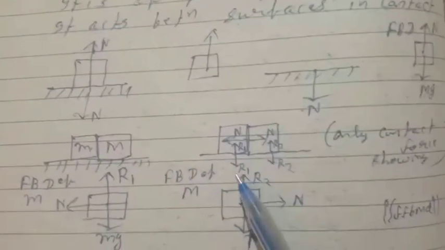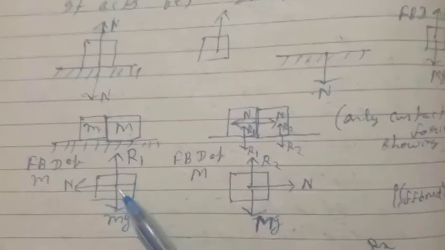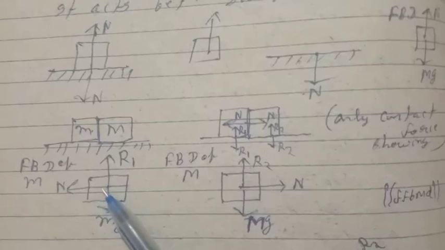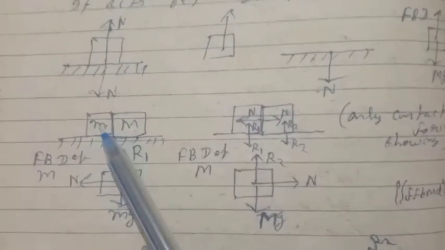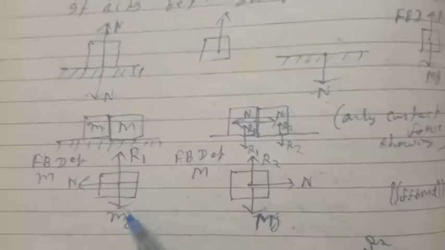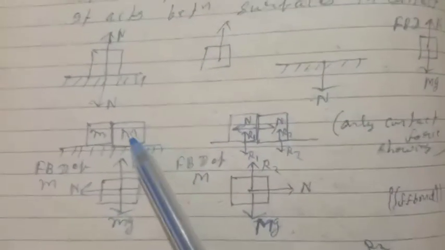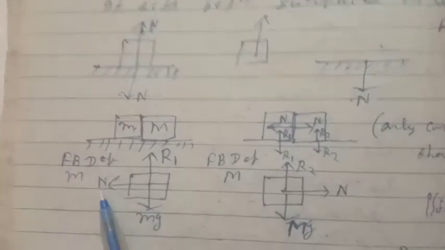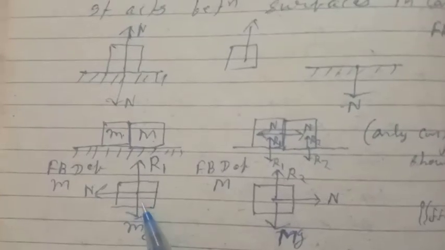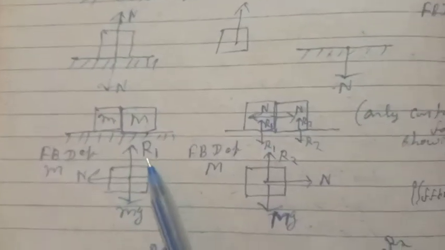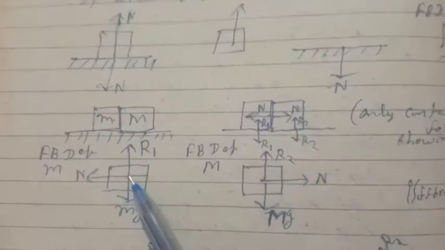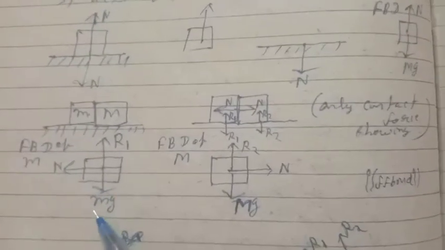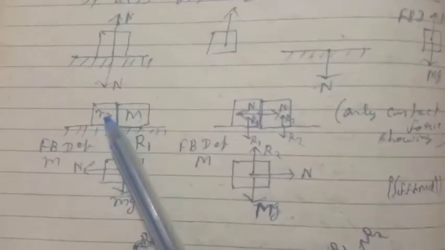Now when we draw the FBD, free body diagram, let us first draw the free body diagram of this body, which has mass m. This body exerts a normal force on this body in this direction, which is shown as n, and the table is exerting a normal force in the upward direction, which is shown with R1, and the weight of the body is working in the vertically downward direction. So this is the free body diagram of this body, and similarly we can draw the free body diagram of the second body, which is shown here.